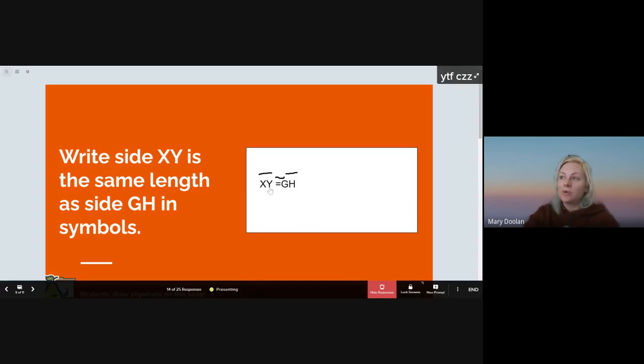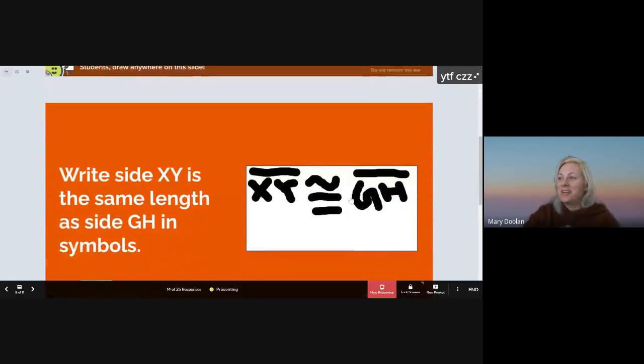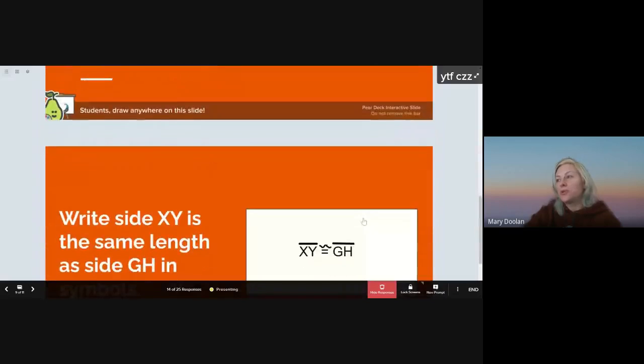This is side XY is congruent to GH. Yeah, there's no congruent symbol for you to type, so you would have to make it, and they did a good job there. This person just chose to draw the whole thing, which is great. Side XY is congruent to side GH. So that's exactly what you want to do on those ones, okay?